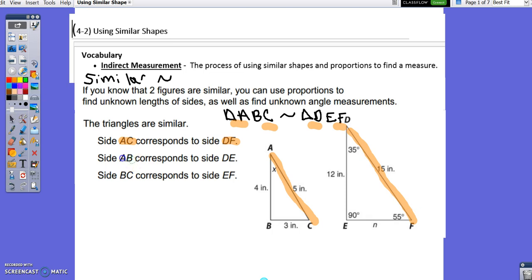Side AB is the first and second letter. AB corresponds to side DE, the first and second letter named in the other triangle, DE. Side BC corresponds to EF. BC is the second and third letter named in the first triangle, and EF is the second and third letter named in the second triangle. So paying attention to how the similar figures are named, you can use that information to help you locate the corresponding sides.